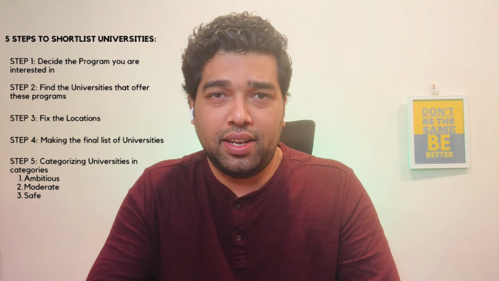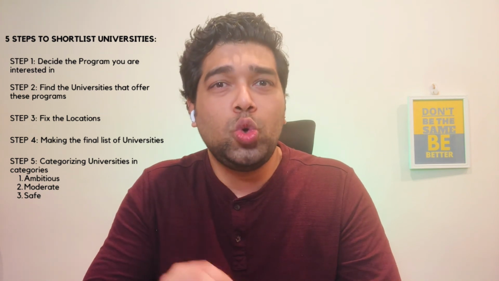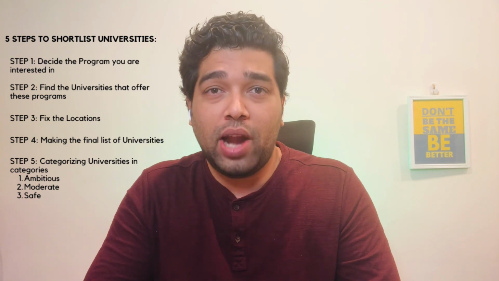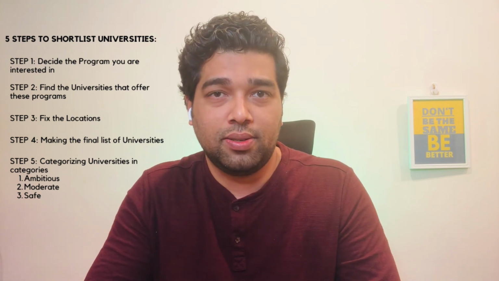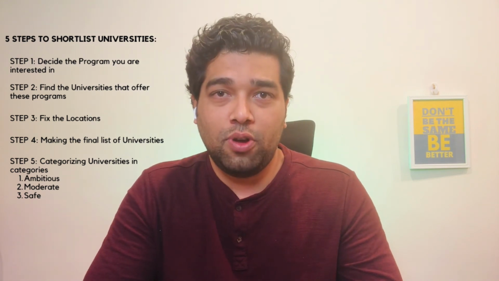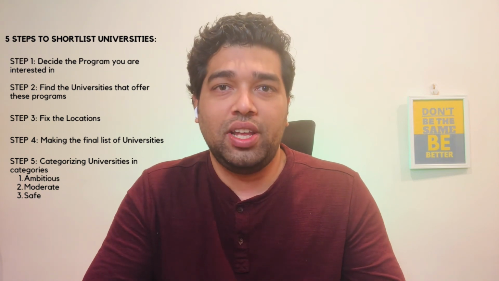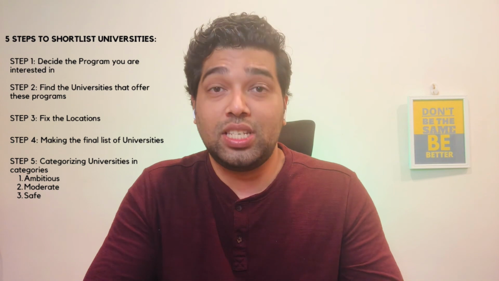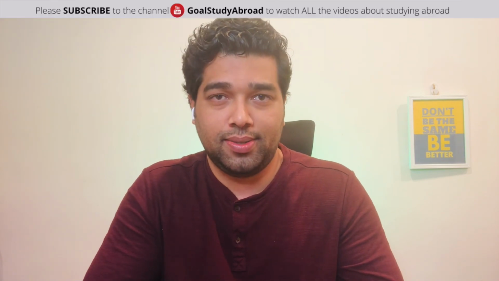From each category, you just have to apply to 2 or 3 universities. That will mean you will apply to only 6 to 8 universities. That is more than enough for you to safely get an admit in almost all these universities. This is the best way to shortlist the universities.